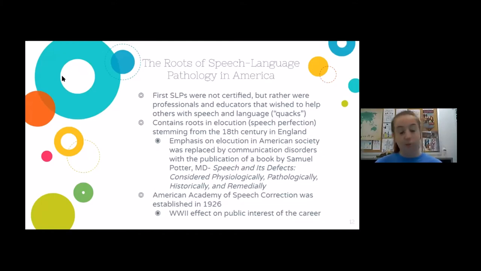And surprisingly, there was a World War II impact on public interest in the career, because a lot of veterans were coming home with brain injuries that led to a lot of speech disorders within veterans, and stutters and things of that nature. So it increased the amount of effort put towards speech assistance and therapy during this time.